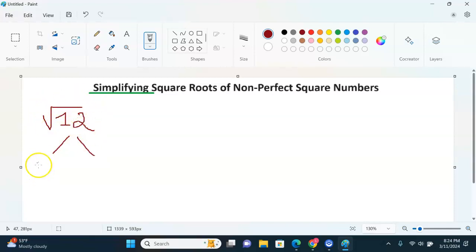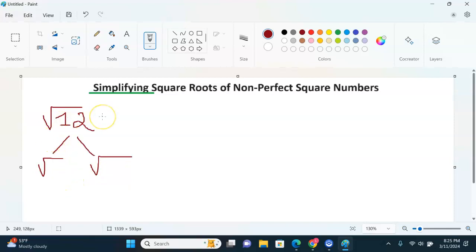So the square root of 12, we can break it down to two numbers that have the square root. Okay, so here you have the square root, and here's another square root. So the mistake is you guys tend to forget the square root. Okay, so don't forget, when you break the square root of the number down, you still have the square root.